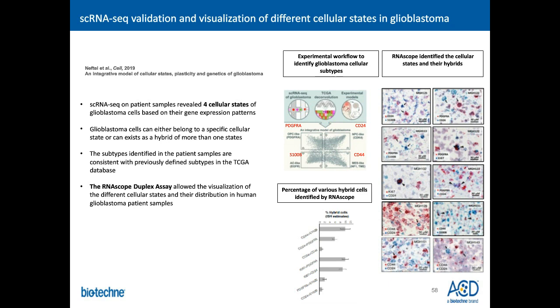But what they identified instead was that the glioblastoma tumor cells can not only exist as a single cellular state, but they can exist as a hybrid state, as you can see in this RNA-scope staining panel on the right side. They used the duplex assay, and what they identified was they could visualize the hybrid states of these glioblastoma cells using specific markers, which was an interesting finding and will aid in developing newer and better therapies for treatment of this deadly cancer.